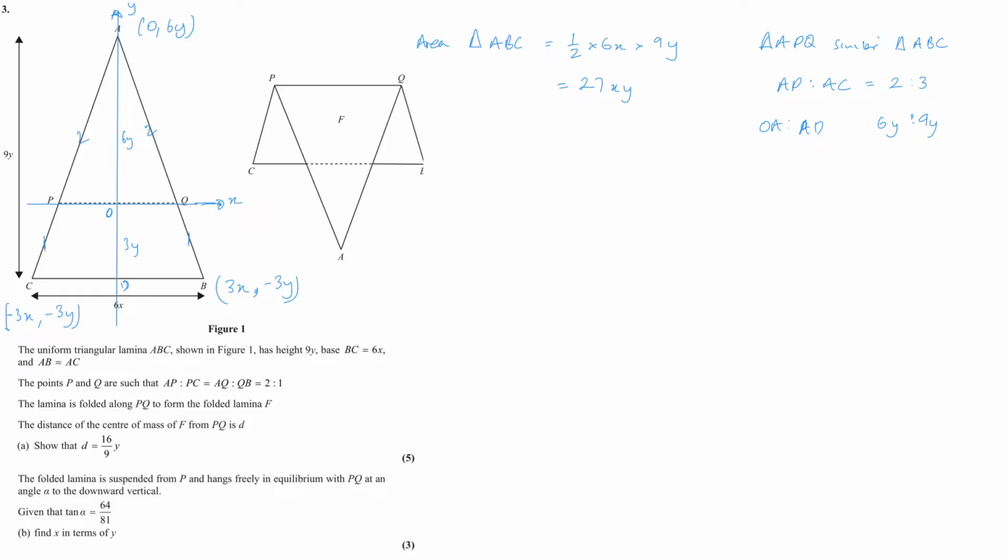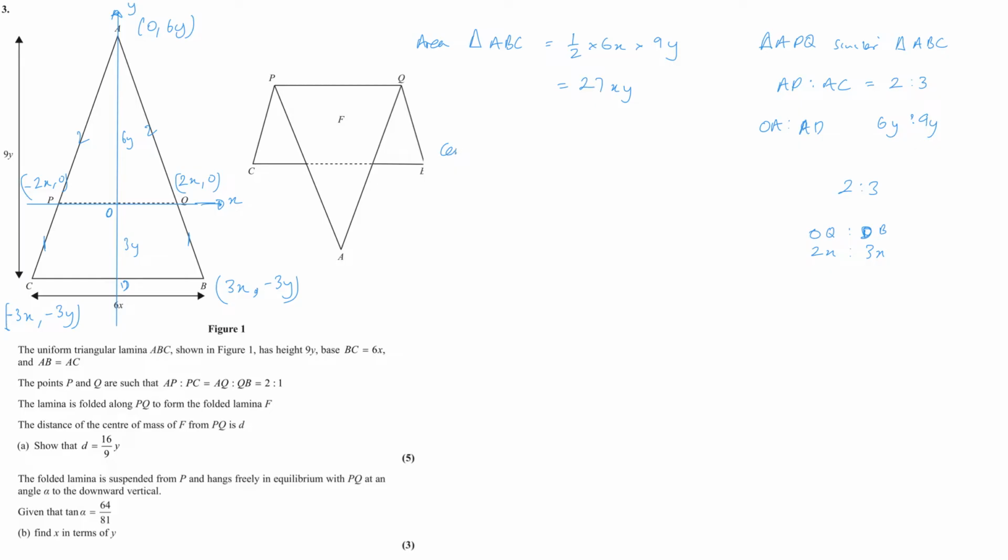Now, the ratio 2 to 3 applies to everything. So OQ to what is effectively like OB, or DB in this case, I've put as in that. It's 2 to 3. So this is 3x, so this one is 2x. So Q is 2x, 0, and P is minus 2x, 0. So now I've got the coordinates of my ABC and my P and Q.